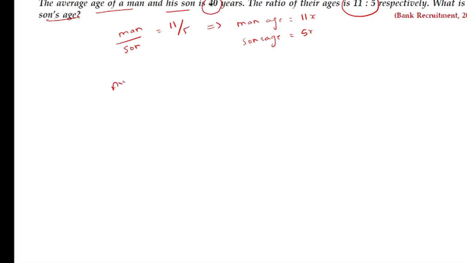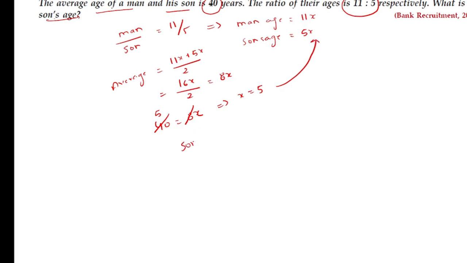Now the average of both ages is 11x plus 5x by 2, that is 16x by 2, that is 8x. But the average age is given as 40. 40 is equal to 8x. This implies x is 40 by 8, 8 fives are 40. This implies x is equal to 5. Now multiply this x with the ratio. Son's age is equal to 5 into x value 5, that is 25.